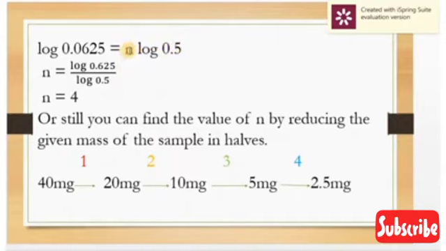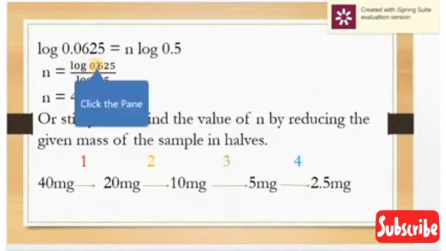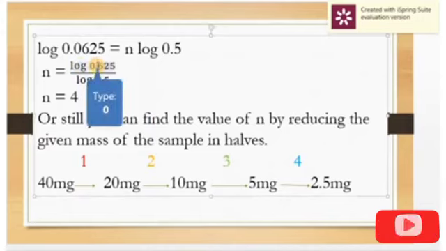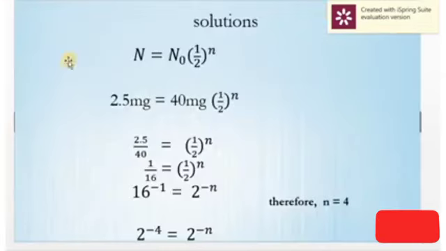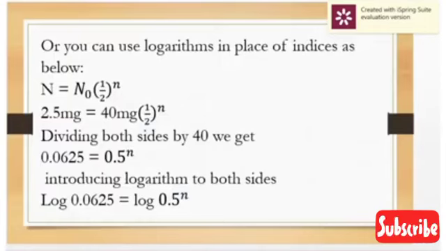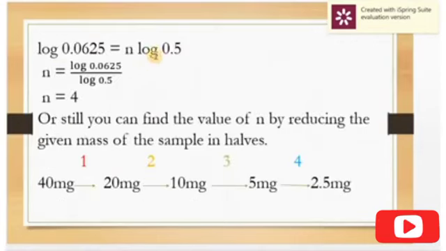At this level, since we are looking for n, we divide both sides by log 0.5. So it means n is going to be log 0.0625 divided by log 0.5. And when you carry out this computation using a calculator, your value of log 0.0625 divided by log 0.5 is going to be 4. So n is 4, just like the way we found the n here. So it will be the same value 4, or you use this formula, it will still give you the same value of n, which is equal to 4.